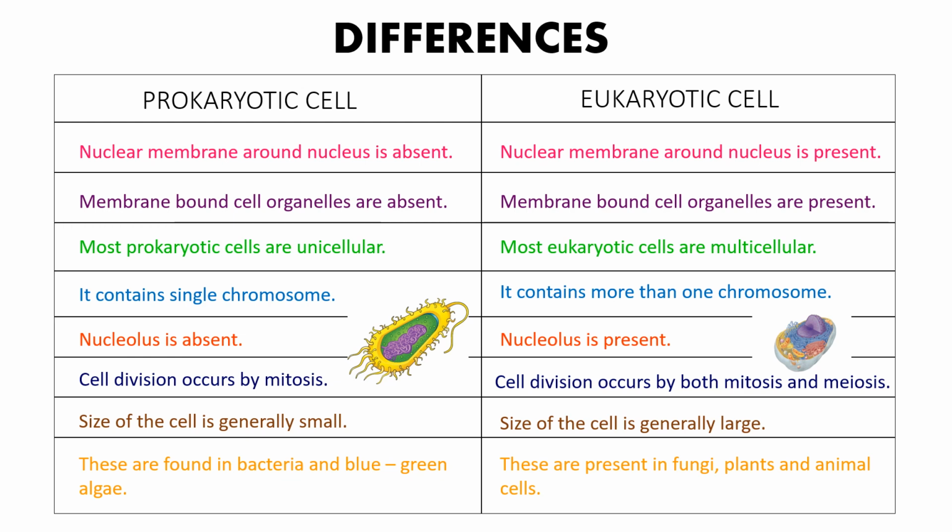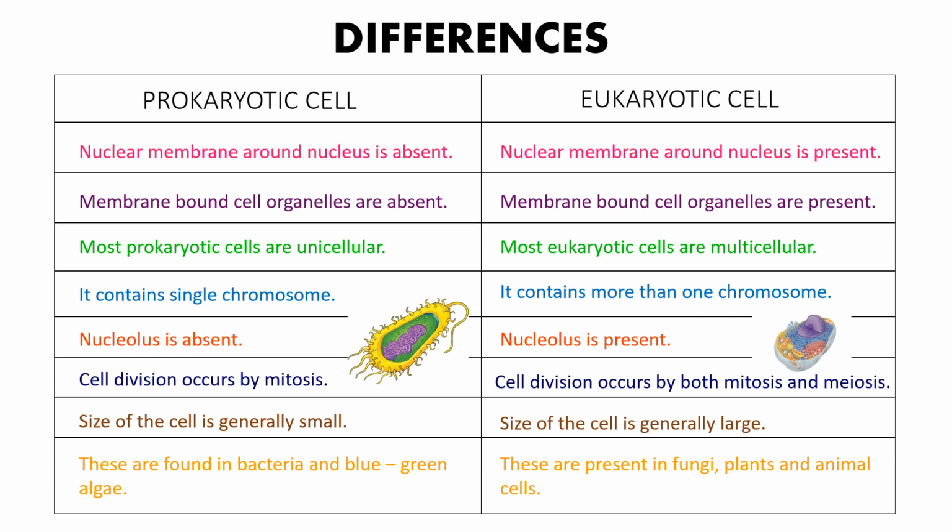Differences between prokaryotic and eukaryotic cells. What is prokaryotic? What is eukaryotic? The cells of certain organisms lack a well-defined nucleus. Instead, they contain cytoplasm. Such cells that lack a well-defined nucleus surrounded by a nuclear membrane are called prokaryotic cells.